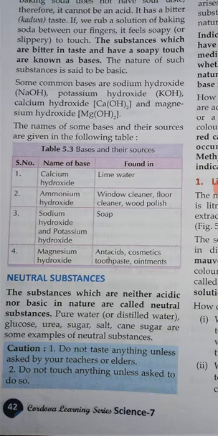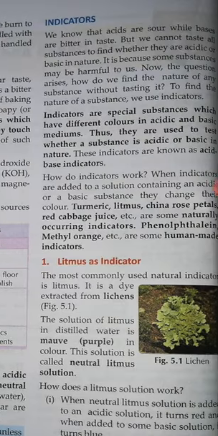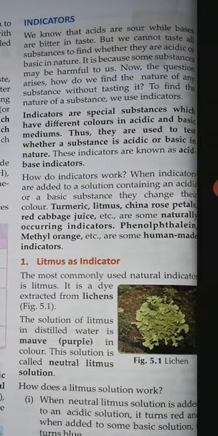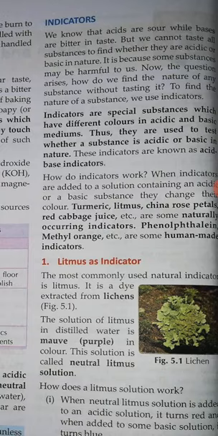So next comes the indicator. What is an indicator? Any substance which changes its color in acidic or basic medium is called an indicator. Any substance which changes its color, or sometimes smell also, in acidic medium or in basic medium, this substance we call an indicator.